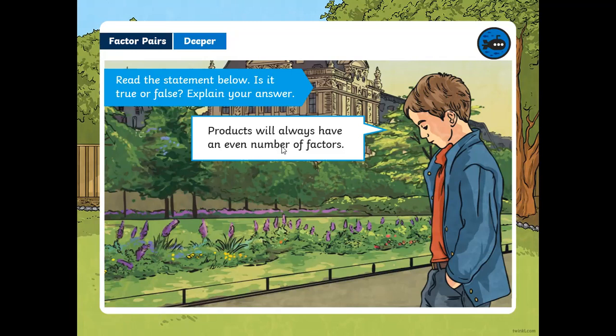You know what's an even number of factors? Oh, wait. Yes. Even number means what? 2, 4. Times table 2. The whole times table 2. 6, 8. So they're telling us that products, meaning multiplication, will always have an even number of factors.